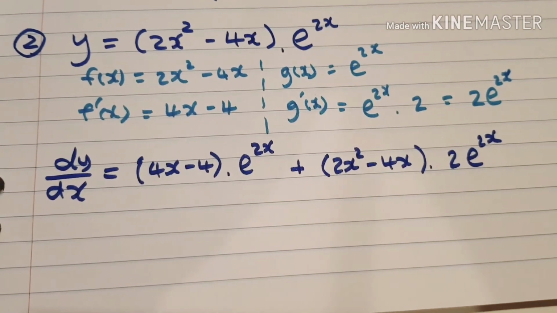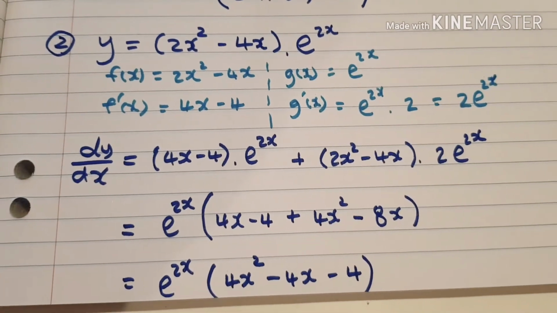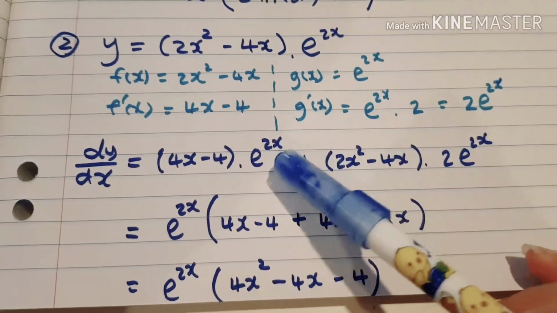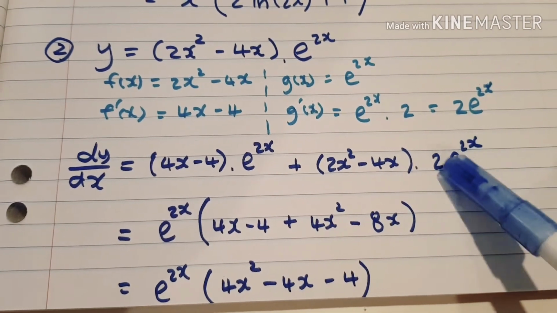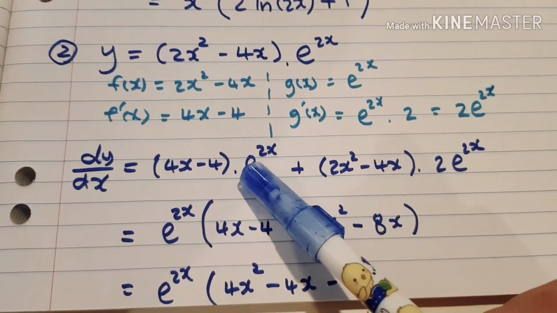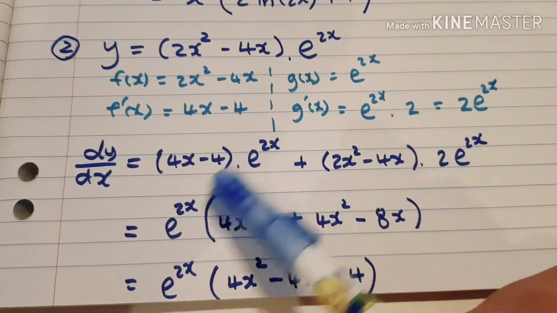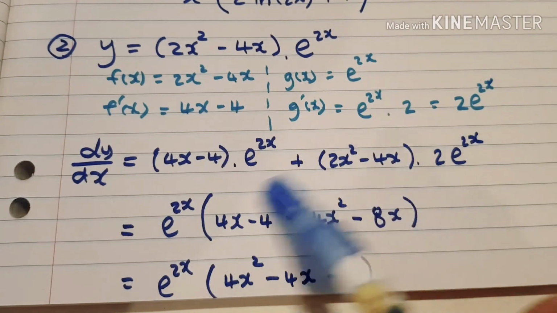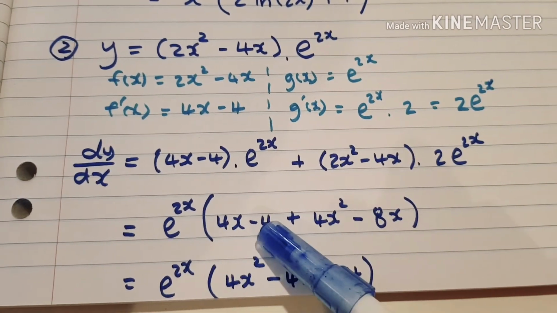Okay, you all got this? Right, now let's simplify. If you have a look, I've got e to the power of 2x in common on each side. So I pull it out. The rest is this one over here.